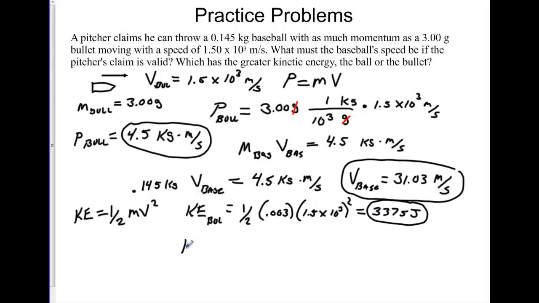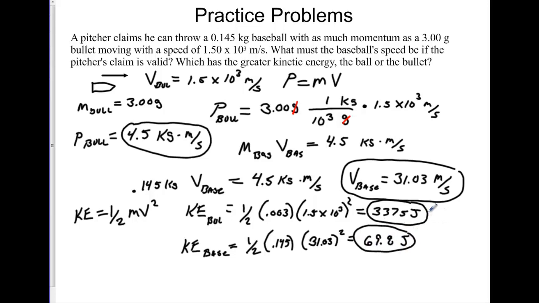Alright, so that's what the kinetic energy of the bullet would be. And now we'll do the baseball. We do 1/2 times the mass of the baseball, and what was that? That was 0.145. We multiply it by its velocity that we found up here, 31.03. We square that, and we get 69.8 joules. So we notice right here that the bullet has substantially more kinetic energy than the baseball.